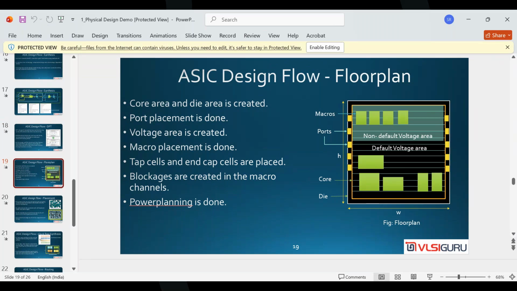Then definitely you need to give power to all these cells, memories and standard cells. So power management is also very important. That is called power planning. How are you going to give the supply without increasing the IR drop? Suppose in your bedroom, where are you going to keep the socket to charge your phone, near your bed, or near your main door? That will increase the wire length.